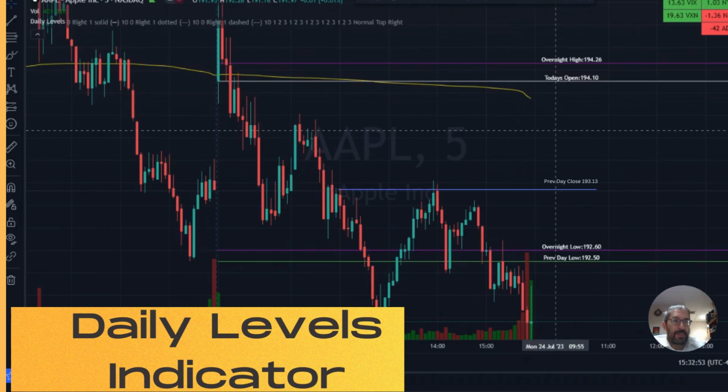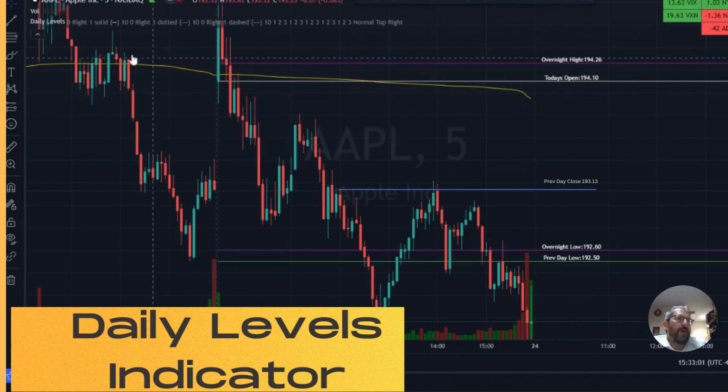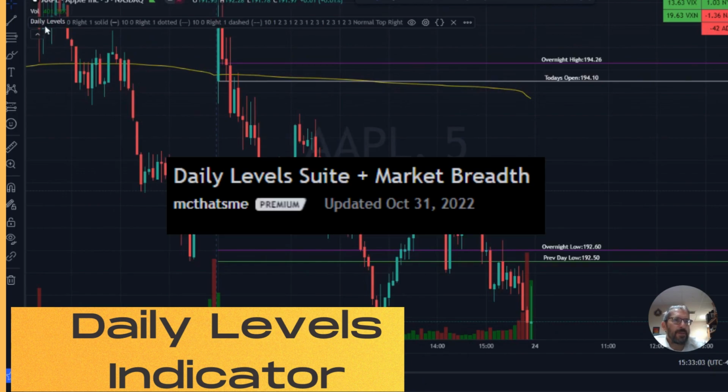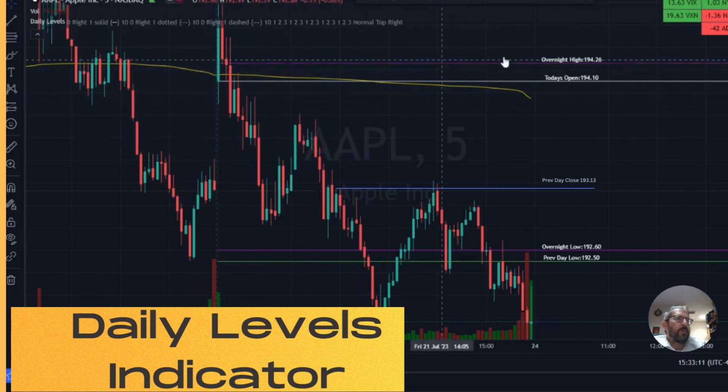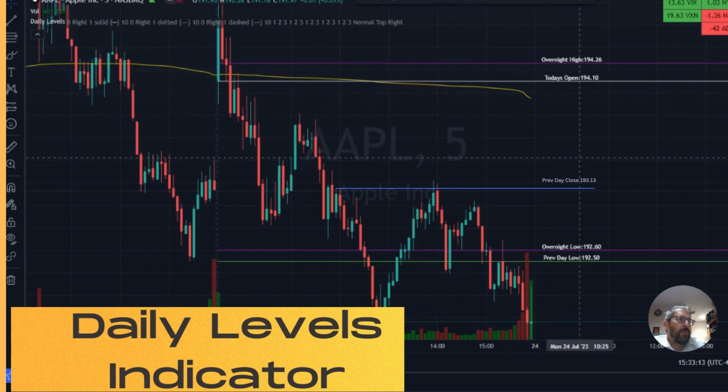Now, even though it doesn't take much time, it's always good to have an indicator that will just do it for us. There are a few options on TradingView, but the one that I found to be the best is called simply Daily Levels. It has a lot of settings that we're going to go over shortly, but basically it does all the work for you. At the beginning of each and every day, it figures out for you where the overnight high is, the open, the low, and the previous day low.